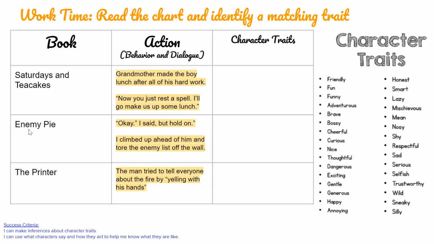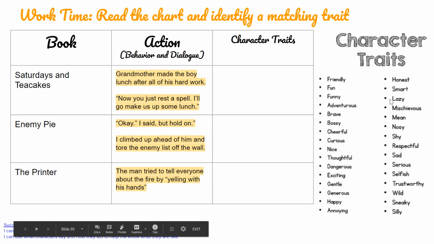In Enemy Pie, it says, "Okay," I said, "but hold on." That's our main character speaking there. He climbed up ahead of him being Jeremy Ross, and he tore the enemy list off the wall. What is his character trait? Look through this list. What word fits there? Is he being silly there? Gentle?